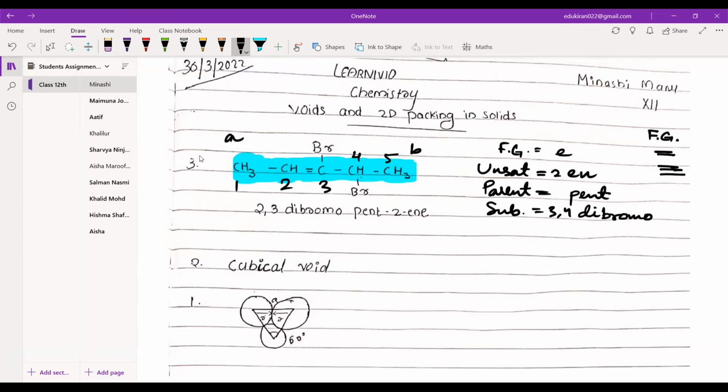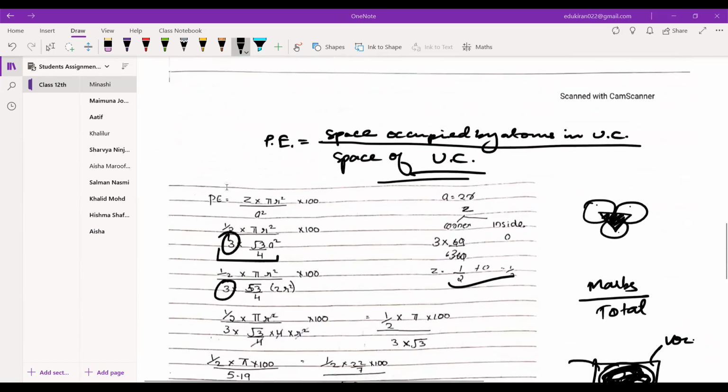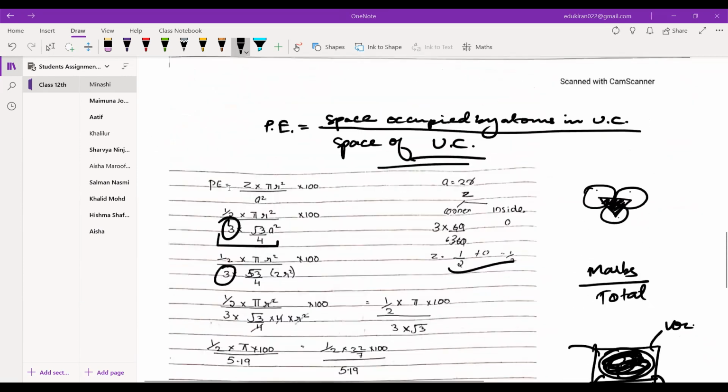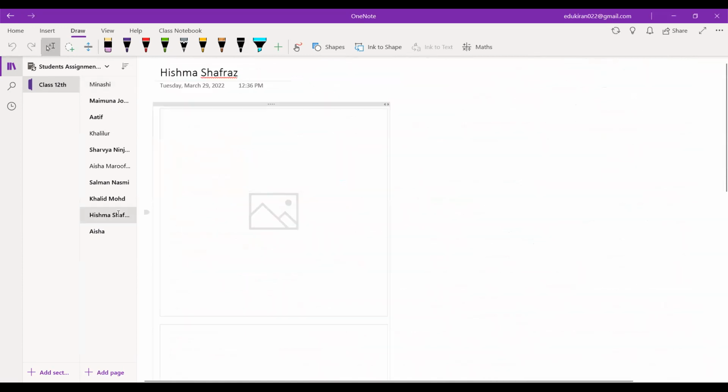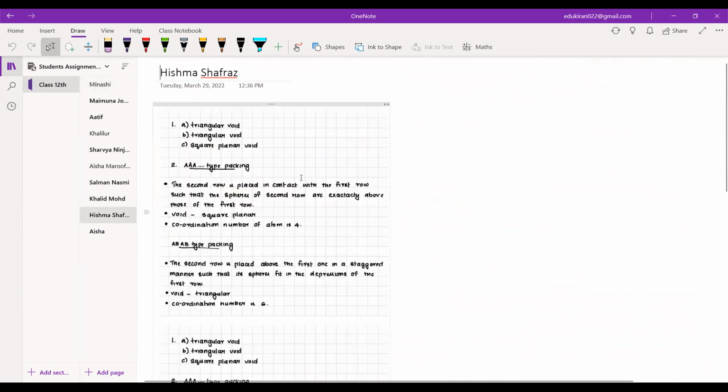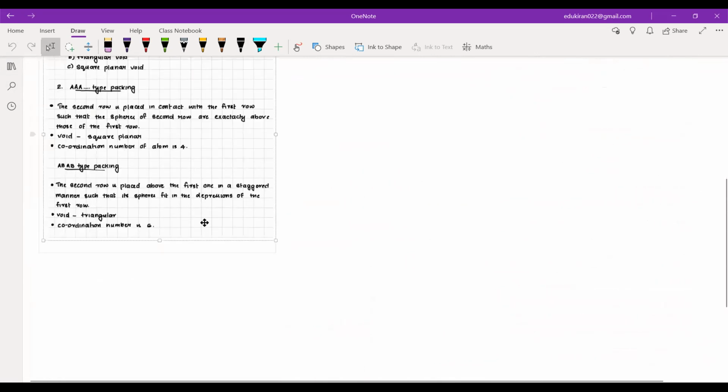Now my older students, those who have done IUPAC nomenclature with me, I wanted these things. So this will be 3, 4 dibromo pent 2 en. Okay, fine. Then I think you have not answered the last one. Okay, it's fine. Okay, you have answered it. Very good. Okay, who else? We have Hishma. Oh wow, Hishma's handwriting is very nice.